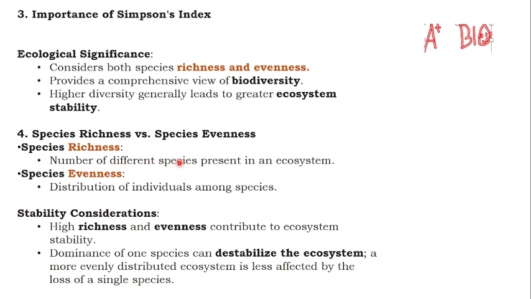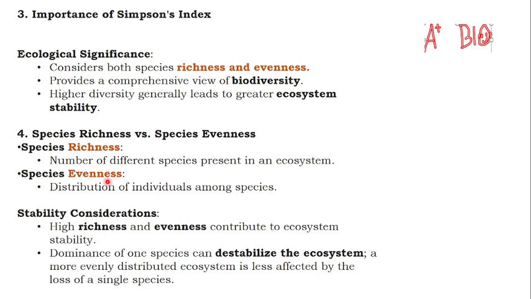It is the number of the species present in an ecosystem. How many species do you have? I have cow, sheep, goat, rabbit, and so on. It means the number of the species you have in an ecosystem is called species richness. Now another is called species evenness.